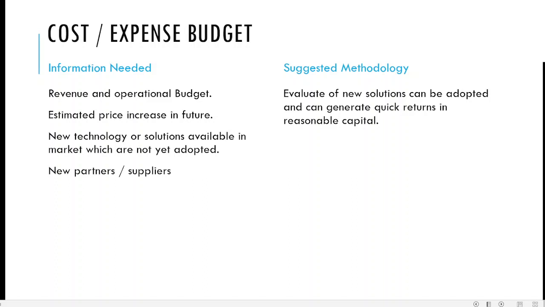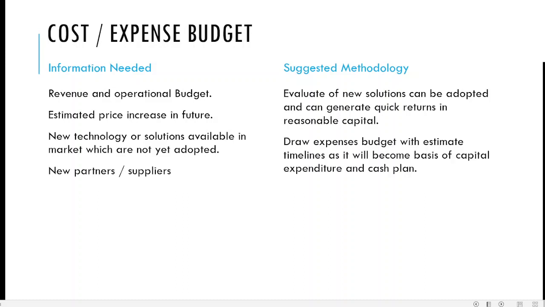If the money we are going to invest into this particular business is reasonable, then we are going to be able to invest into this product or solution. But the second keyword here is quick return, because we may not have enough capital, so we need to prioritize the solutions based on what will give us the highest ROI. And once we have adopted the new solutions and firmed up the operational budgets, then we draw the expenses budget with estimated timelines, as it will give the basis of capital expenditure and the cash flow plans.